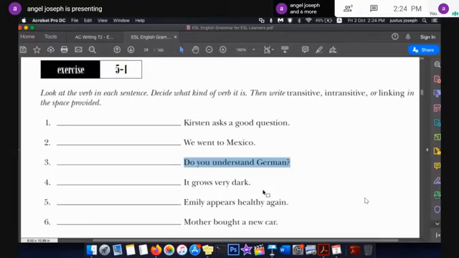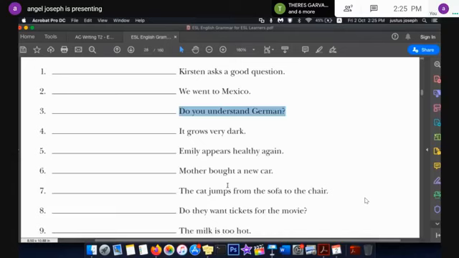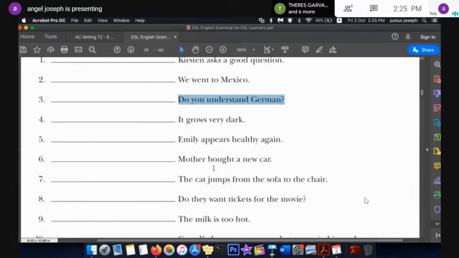Next, the fourth one. It grows very dark. Linking verb. It's showing the condition of it. Great. Emily appears healthy again. Linking verb. We had discussed appears as an example as well, so let's not ponder there much. Let's move on. Mother bought a new car. Transitive verb. How did you understand? There is an object. What is the object? New car.